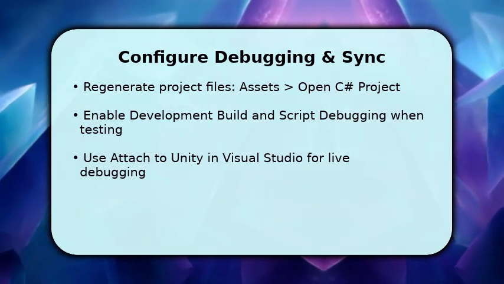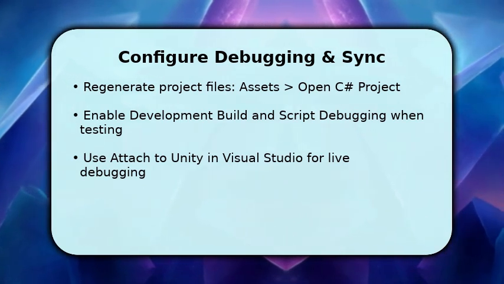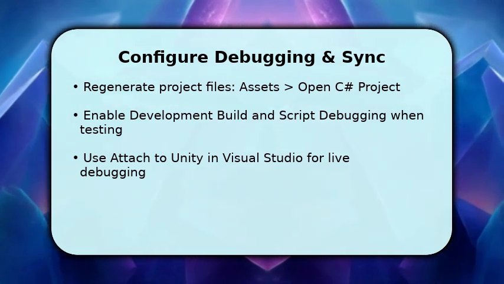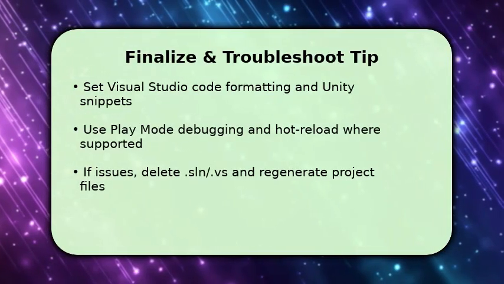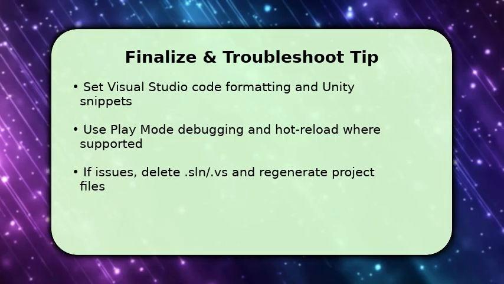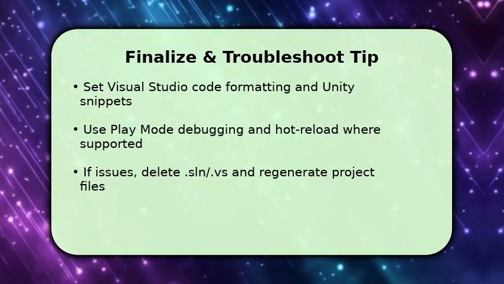Also create or sync assembly definition files if you use them, because they change project file generation and code resolution. Finish by polishing the integration. Set your preferred code style in Visual Studio, import Unity-specific snippets, and confirm build configuration is set to debug.